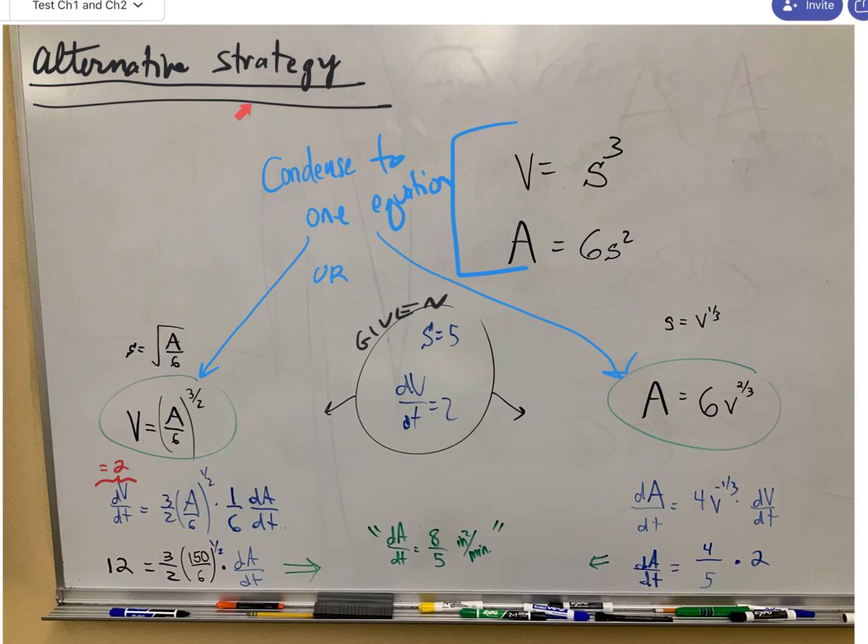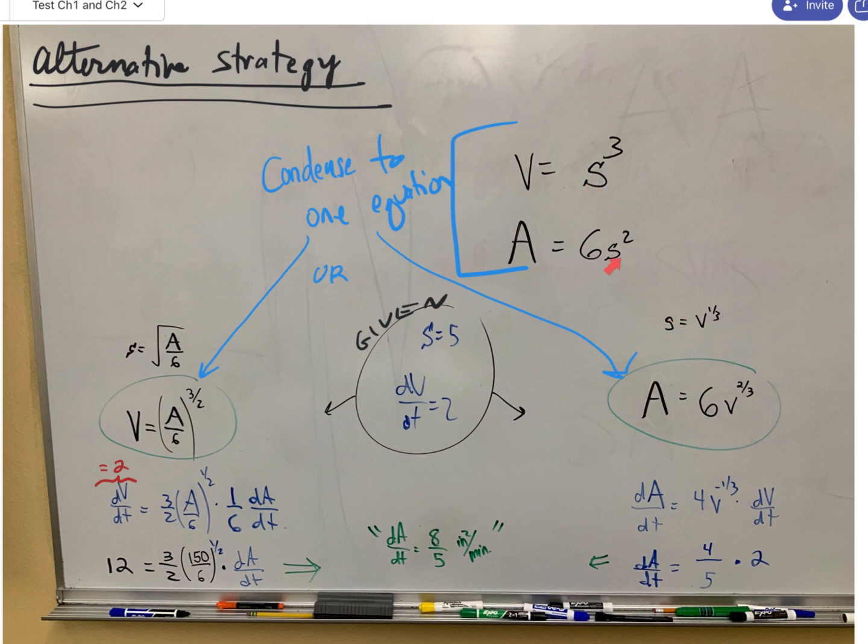All right, some people asked about an alternative strategy to the one I showed on the answer key. What if we took the volume and surface area formulas and condensed those into one equation? So to do that, you would just use the substitution method. Solve for s, so in this case, s is equal to v to the 1/3 power.